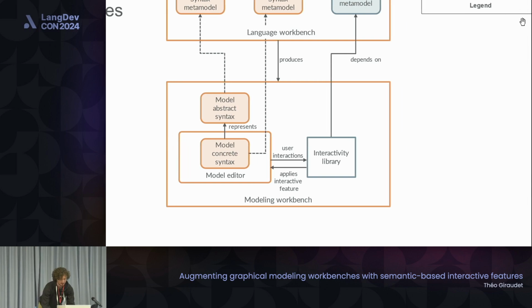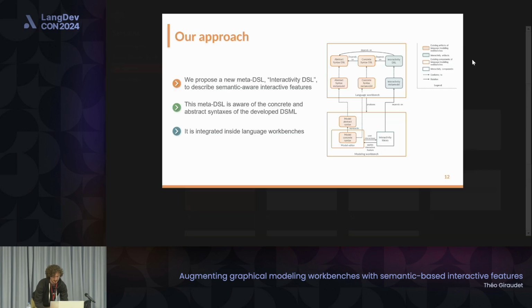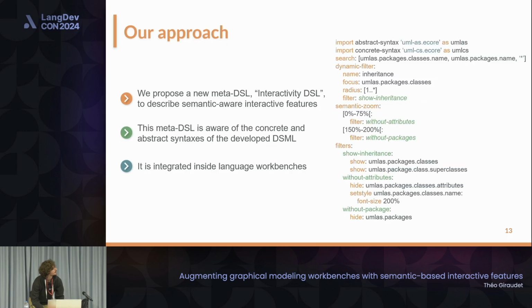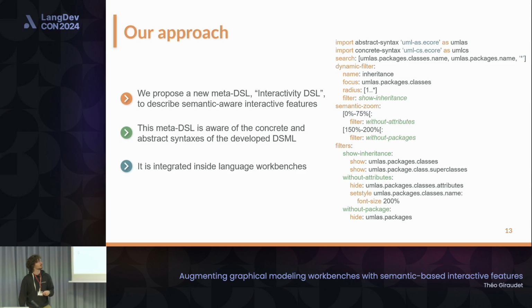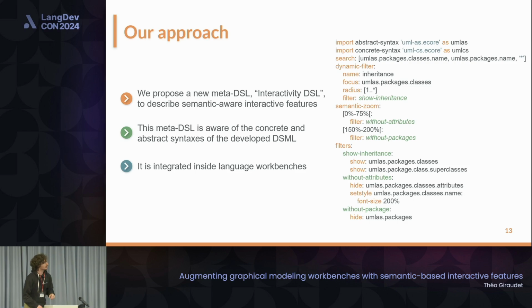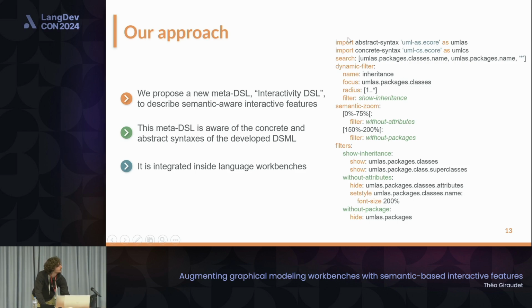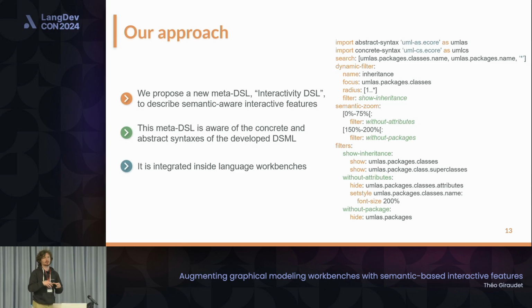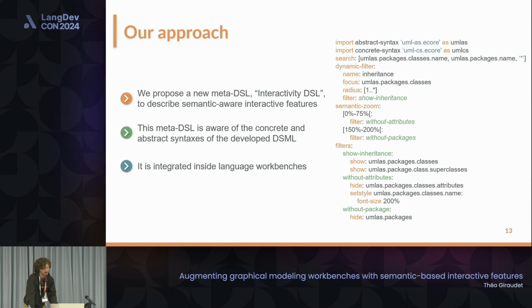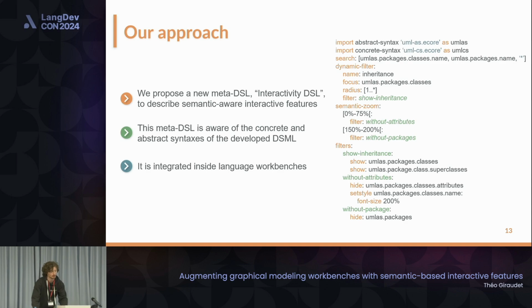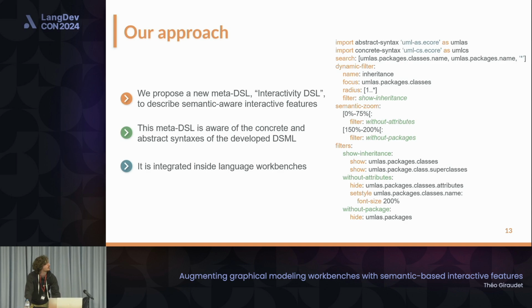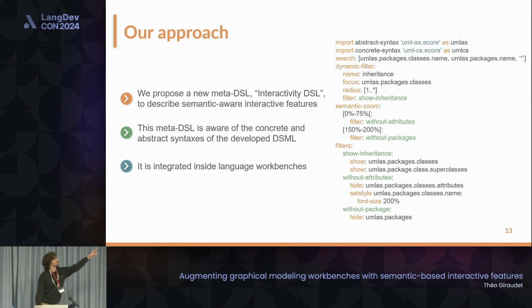So here you have an example of an interactivity meta model. At the top, we have the import of the abstract syntax and the concrete syntax we want to support in our interactivity DSL. And after that, we have the definition, the configuration of the different semantic-aware interactive features. So the first one is a search, the second one is a dynamic filter, and the third one is a semantic zoom.